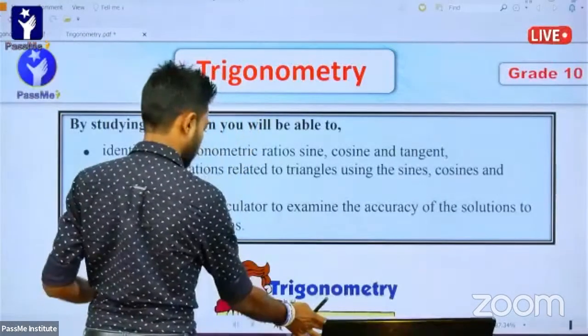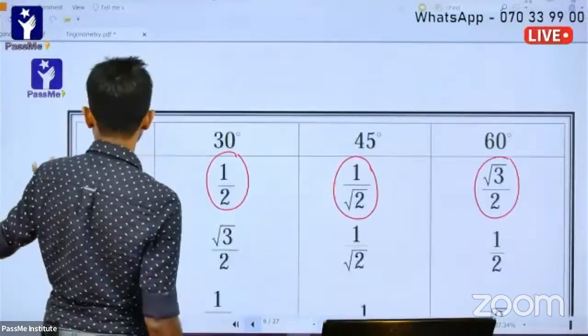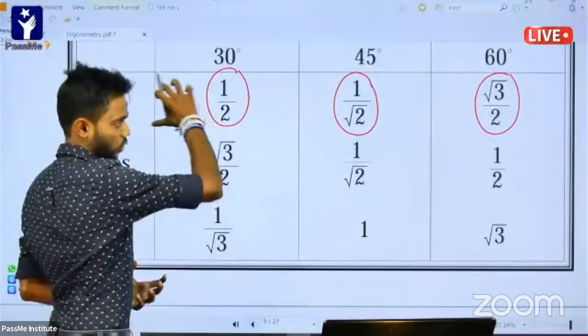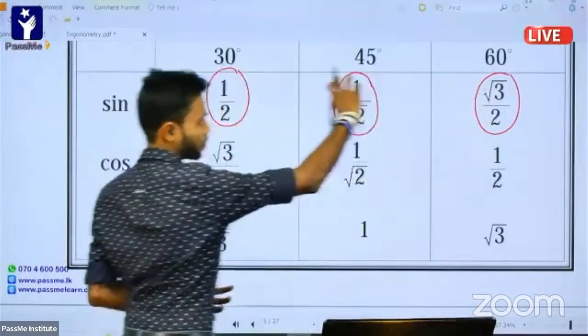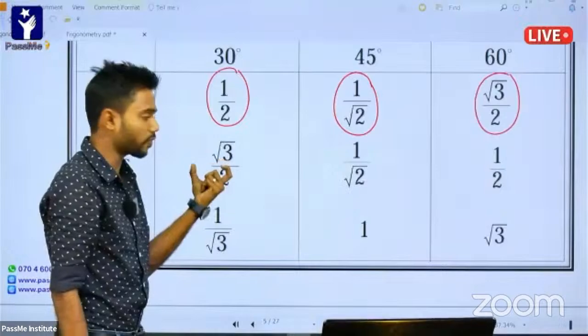Okay, now, so this is the thing, right? Okay. So now the thing is how we can remember this one. So if you know these three, you can easily obtain these three as well. So if you want, you can remember this as well.